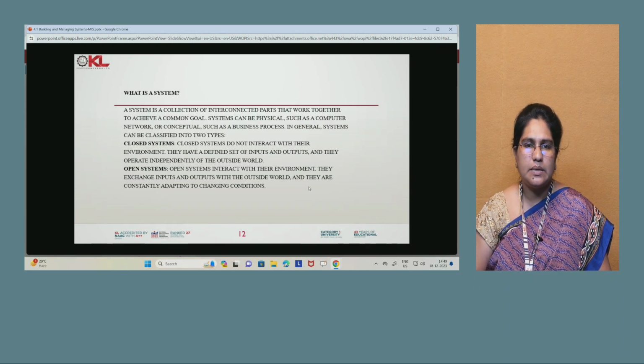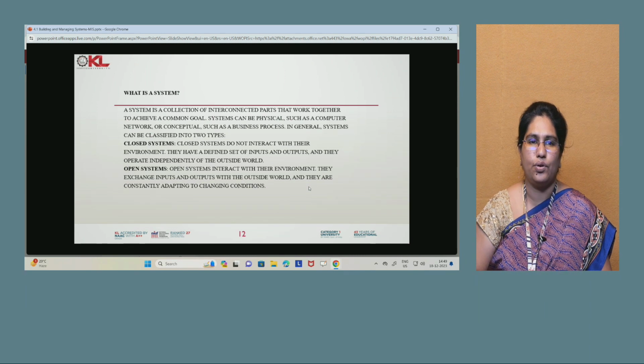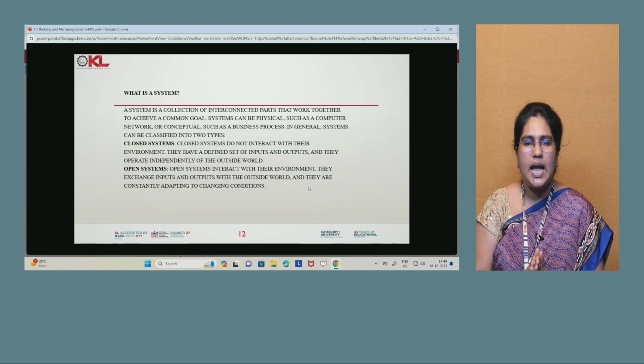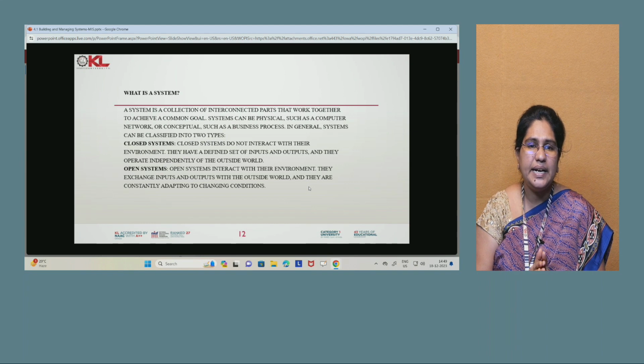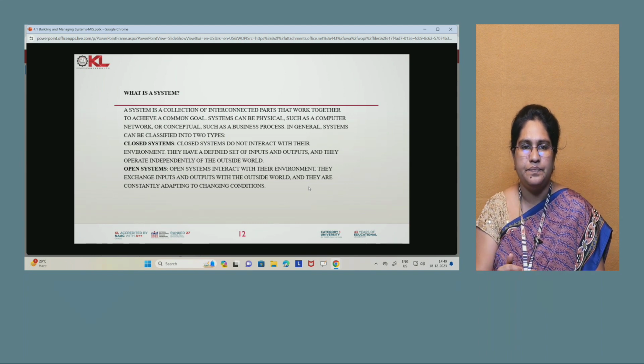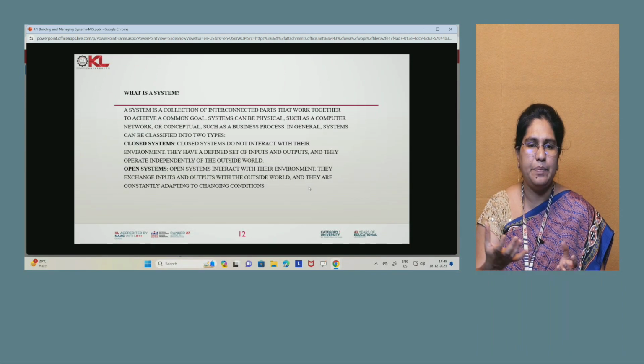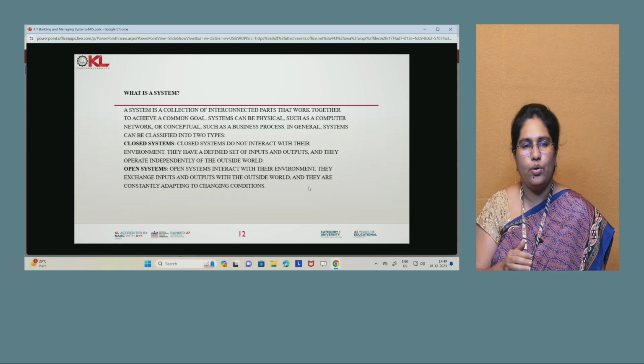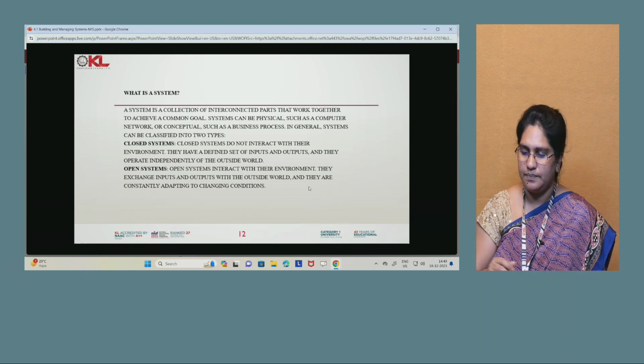A closed system does not interact with its environment, and an open system does interact with its environment. A closed system has a defined set of inputs and outputs, and it operates independently of the outside world. In an open system, there are inputs and outputs with the outside world, and it is constantly adapting to changing conditions. It takes in the positive and negative, and according to that it updates itself.